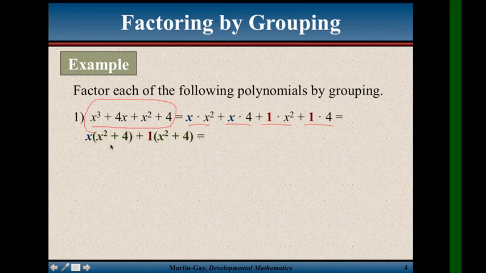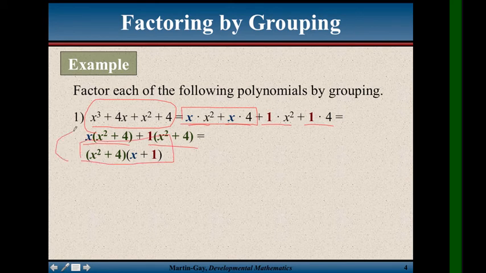The GCF is x for this group. If we take out x, we have x squared plus 4. And if we take out 1, we have x squared plus 4. And we can have the GCF of x squared plus 4. The remaining terms become x and then 1, x plus 1. So these are the factors of this example: x squared plus 4 times x plus 1.